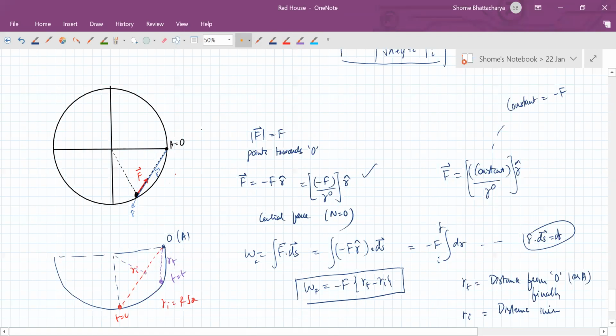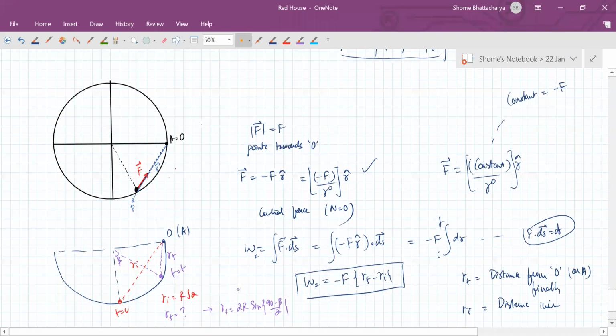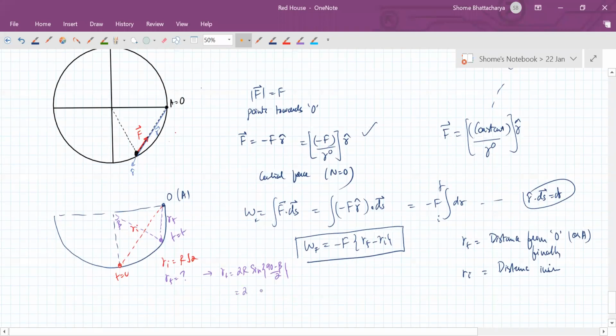And then we just had to calculate that. So that we had got from the chord. So what was R final? It was equal to 2 times R sine of 90 minus beta by 2. So that kind of thing from that triangle. Okay, so it's that same thing all over again.